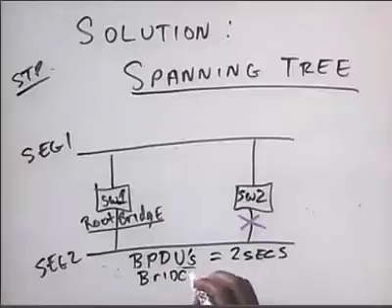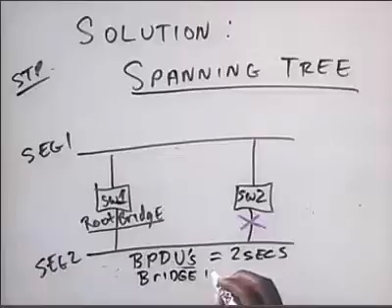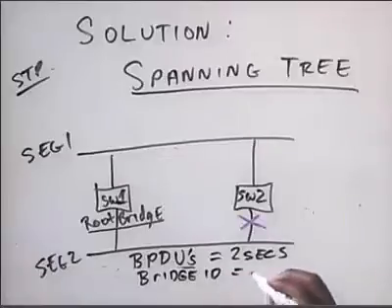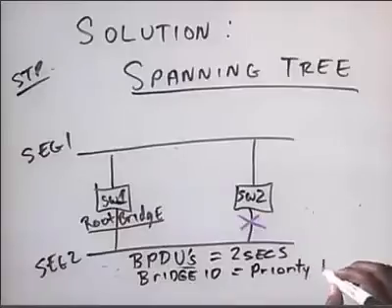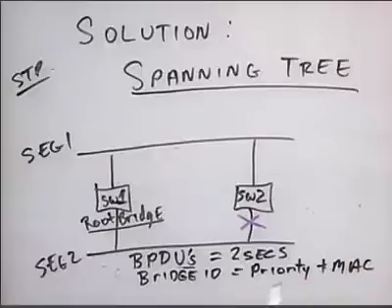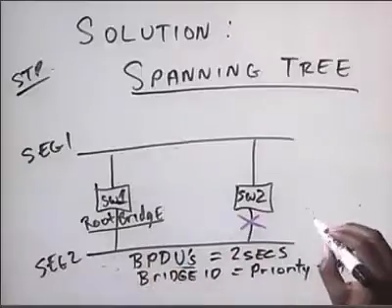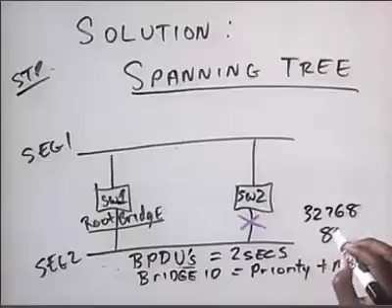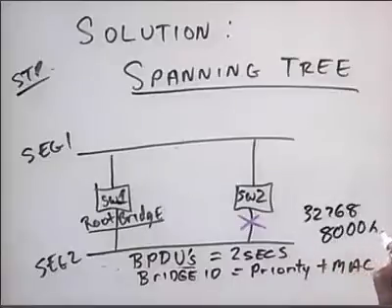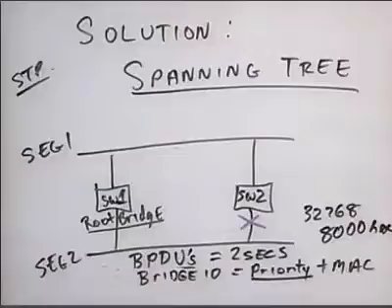The bridge ID is made up of two parts. One, the bridge priority, plus the MAC address. The default priority for any switch is going to be 32,768. This is 8,000 in hex. This is a hexadecimal number of 8,000. That's the default priority on any of these switches.